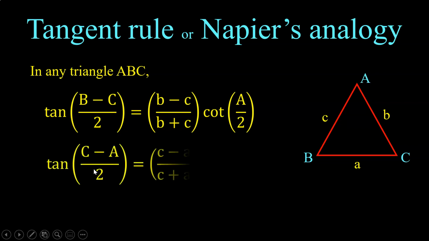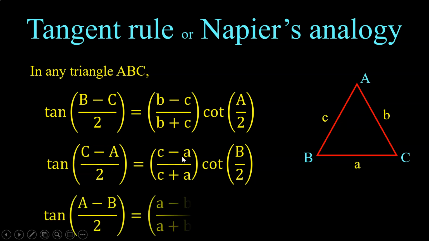So the next one is tan((C − A)/2) = ((c − a)/(c + a)) cot(B/2). So whatever the angles are here, C minus A, the corresponding opposite sides are coming here, right? The side opposite to vertex C, the side opposite to vertex A. Similarly, tan((A − B)/2) = ((a − b)/(a + b)) cot(C/2). So now let us prove this.